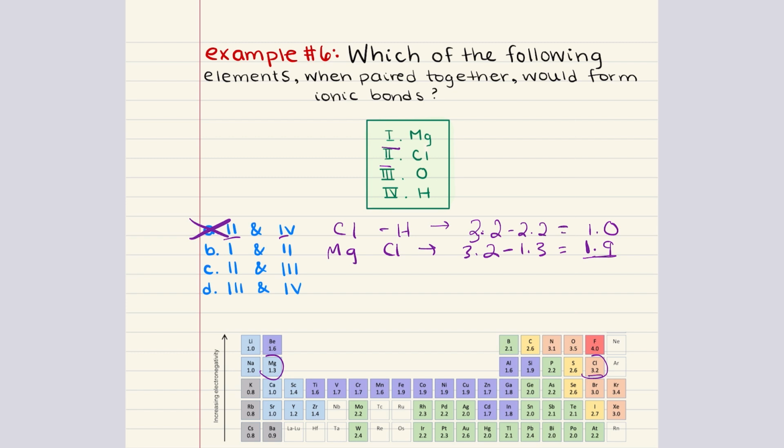C says element 2 and 3. Element 2 is chlorine, element 3 is oxygen. If we take the electronegativity difference, 3.5 minus 3.2, we get a difference of 0.3.